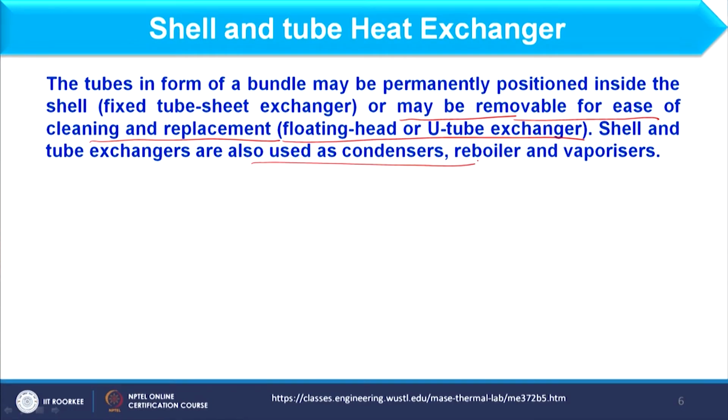So, that we consider as floating head or U-tube exchangers. Okay. And floating head comes with a different aspect, and that aspect we will discuss when we further classify shell and tube heat exchangers. Okay. So, it will come before design of shell and tube heat exchangers. So, there you can understand the purpose of floating head or U-tube exchangers. Okay. So, shell and tube heat exchangers are also used as condensers, reboilers and vaporizers. So, these are some uses of shell and tube heat exchangers.